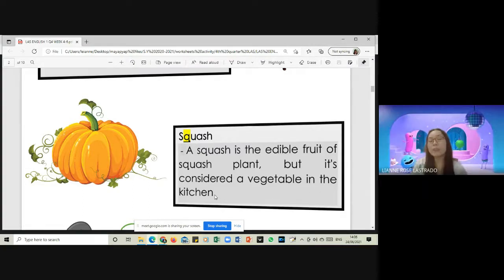Okay, thank you so much, Rexen. So a squash is an edible fruit. When you say edible, you can eat that kind of food. It is the fruit of a squash plant, but it is also considered a vegetable in the kitchen. So in short, squash is a fruit vegetable.